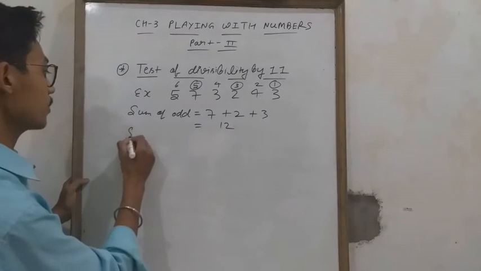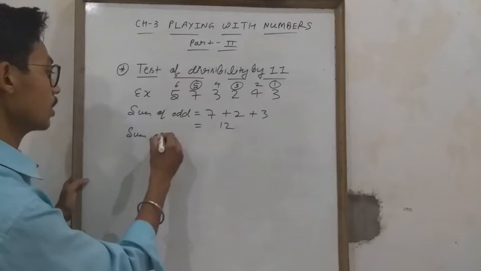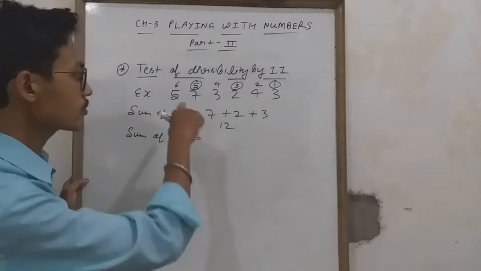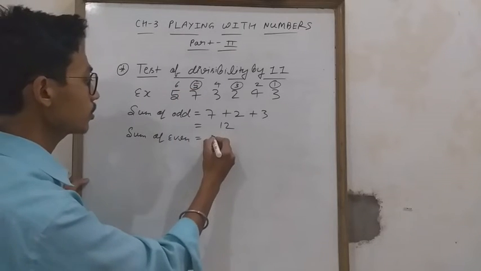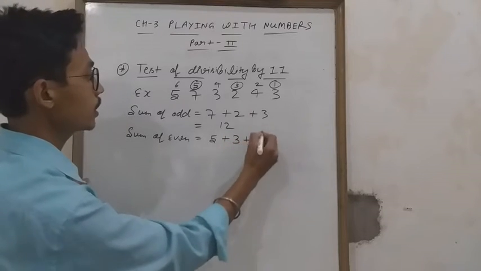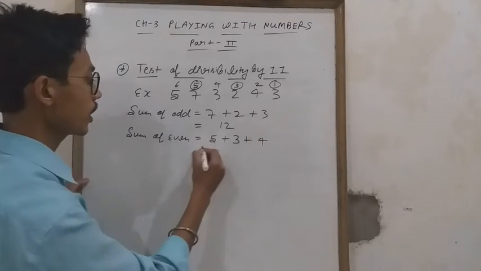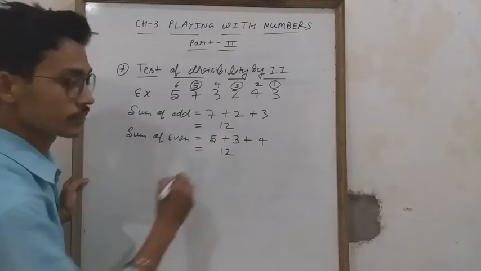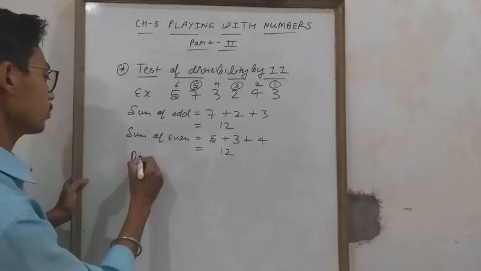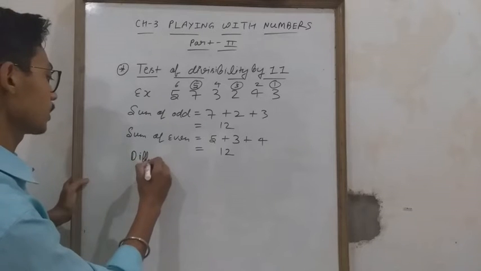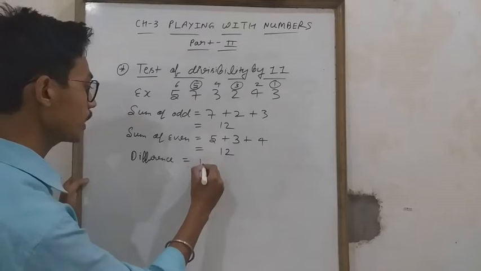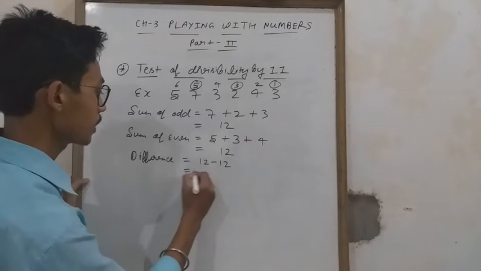Now second is the sum of even. Clear, everyone? Now on the even places, students, see, 6 is even, so on the place of 6, 5 is written. On the place of 4, 3 is written. On the place of 2, 4 is written. Now it will become what? 12. Okay, students. Now what we have to do? We have to find out the difference. Difference means subtraction. So when you find the difference, it will come what? 12 minus 12 means 0.